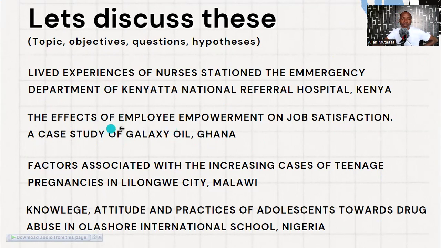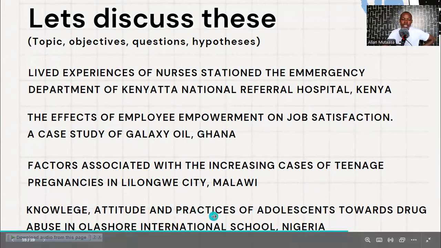Okay. The effect of employee empowerment on job satisfaction. Anything wrong with this topic? The effects of employee empowerment on job satisfaction. Looks like a good topic to me. This is going to be an analytical study because you're going to be studying the effect between employee empowerment and job satisfaction. Factors associated with the increasing cases of teenage pregnancies. This is going to be a descriptive study because you're not getting associations between specific variables. Knowledge, attitude, and practices of adolescents towards drug abuse. This one is also going to be a descriptive study.